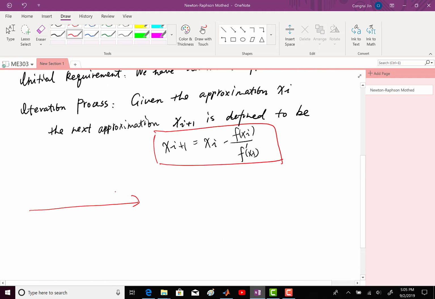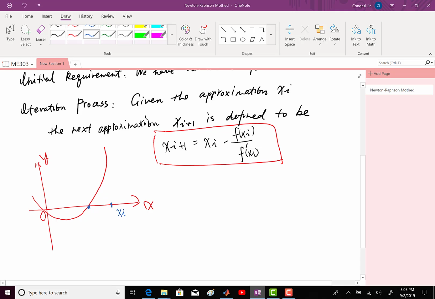Assuming that we have a function, and you can see the root is located here. Assume that we don't know where the root is, and we have a guess that it's here. Assuming that it's not the initial guess, it's the approximate value we obtained in the ith iteration, xi. Let me show you how to use this xi to get the next approximation xi+1.